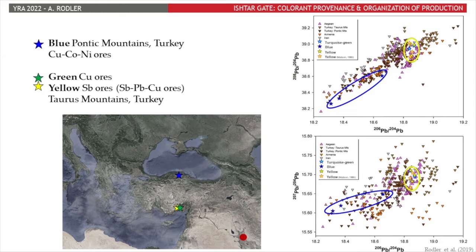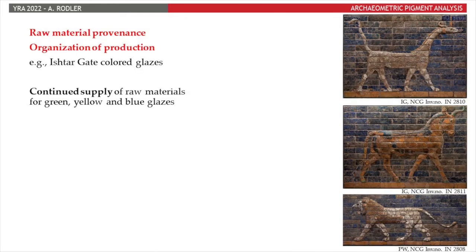You can see here again, to the side, lead isotope biplots. The three blue stars are the lead isotope ratios of the blue glazes that were analyzed, taken from the three different panels. They have a little more of a spread, but they nicely follow the Pontic Mountains lead isotope field here. So we proposed that similar material was used. With this, we proposed that there was likely a continued supply of raw materials for the green, yellow, and blue glazes over the duration of the construction of the Ishtar Gate and the processional way.